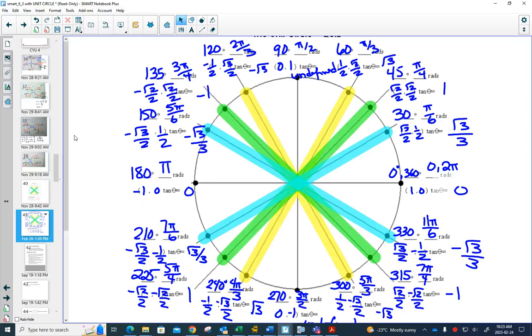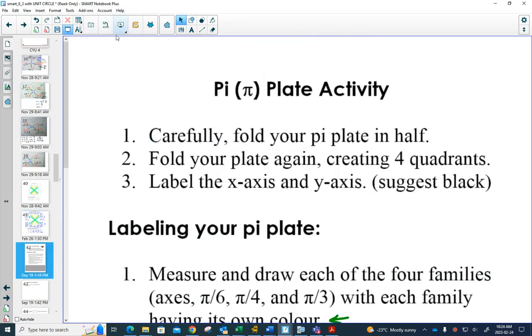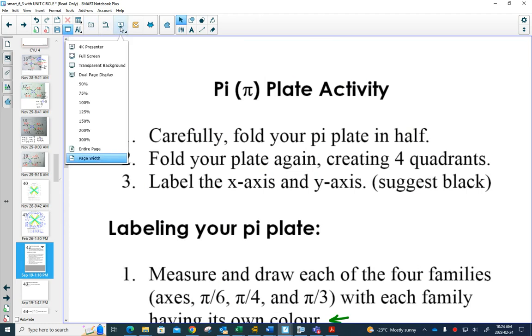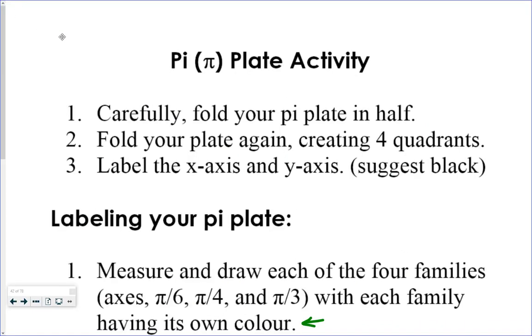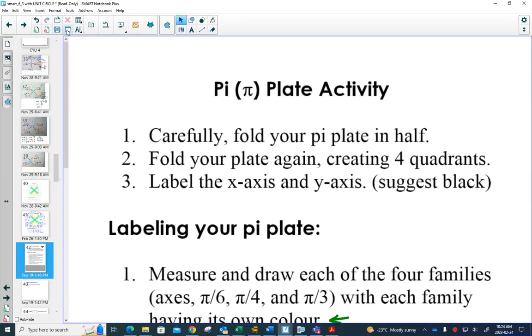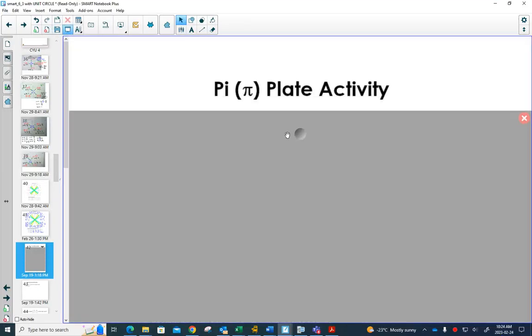And the other thing that we're going to be doing with our unit circles is a project. Whoa, that's not what I wanted. Here we go. So I'm going to show you some examples of projects.